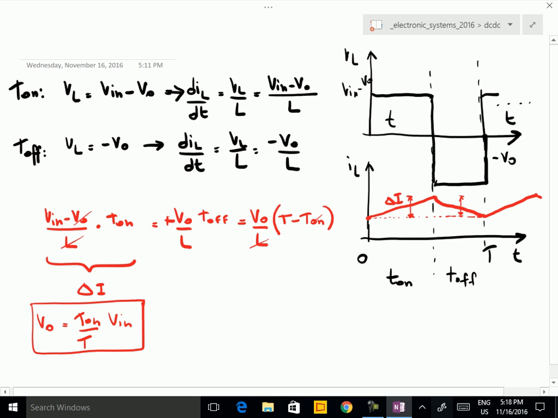Okay, so the IO, the output current, is exactly the average of IL. The average of IL is I out, which is V out over the resistance at the output, the load resistance.